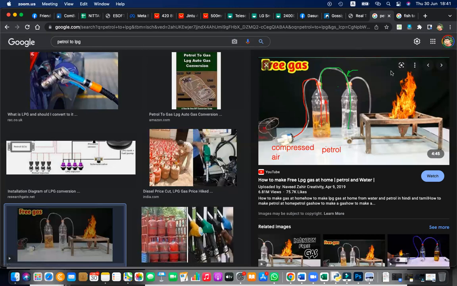Okay, you can create this, but we have to get the help of one of your parents. Don't do this alone. This is inflammable, and it can blast. It may cause accidents, so be careful when you are doing these things.